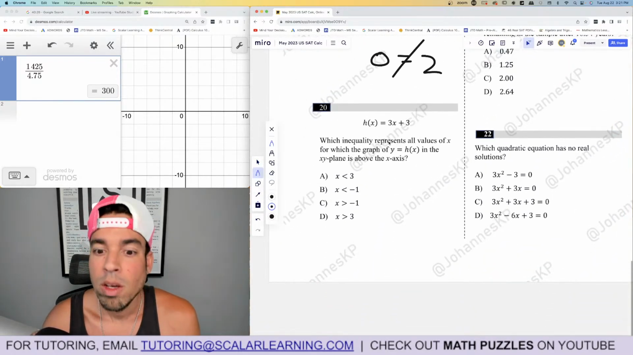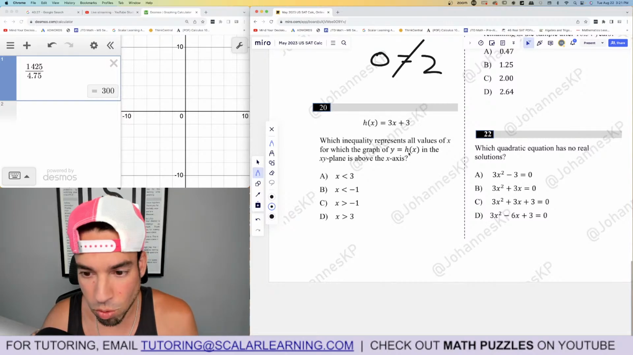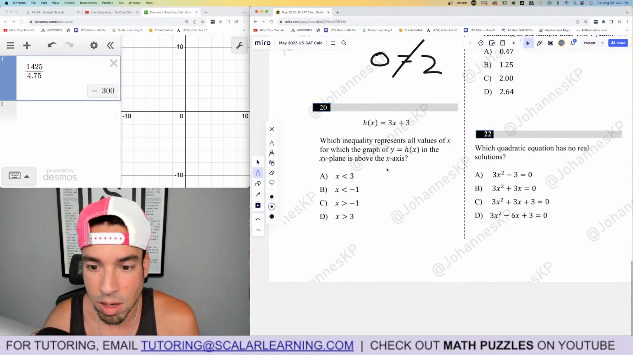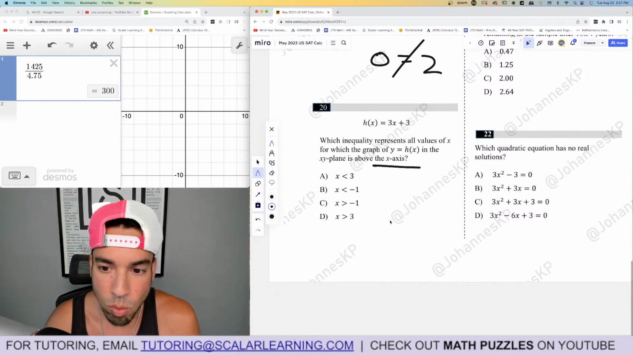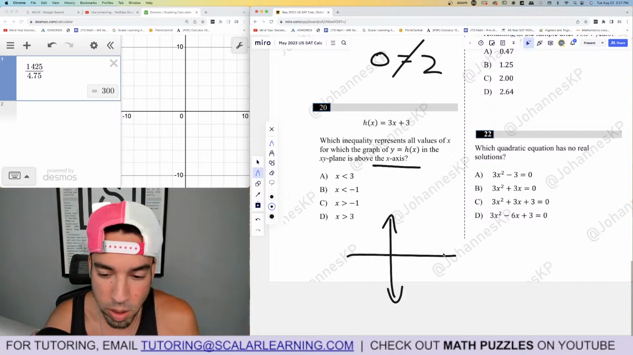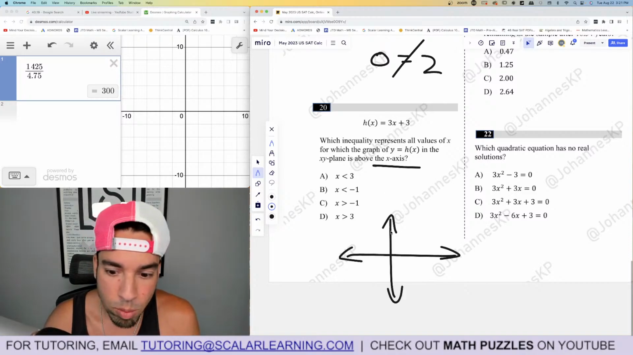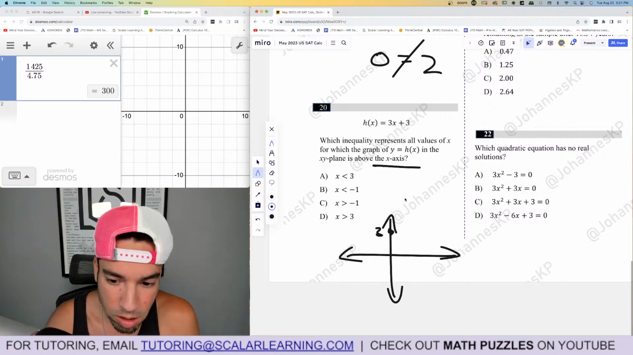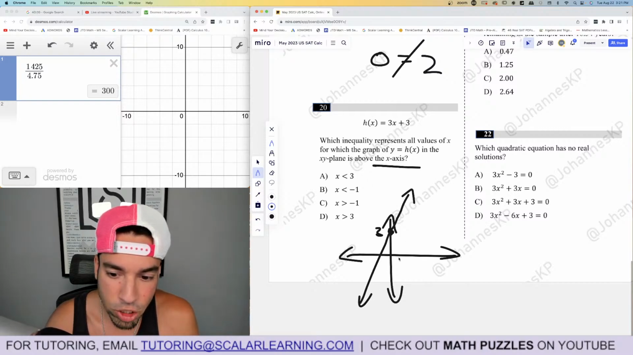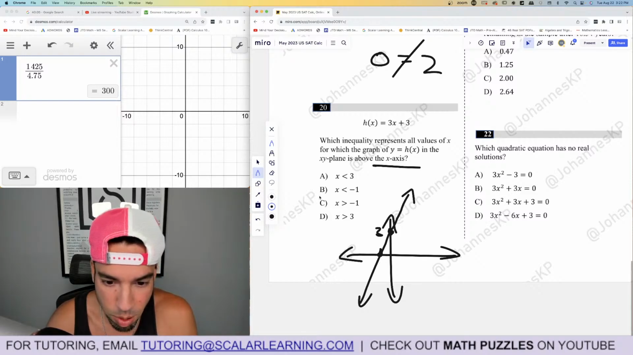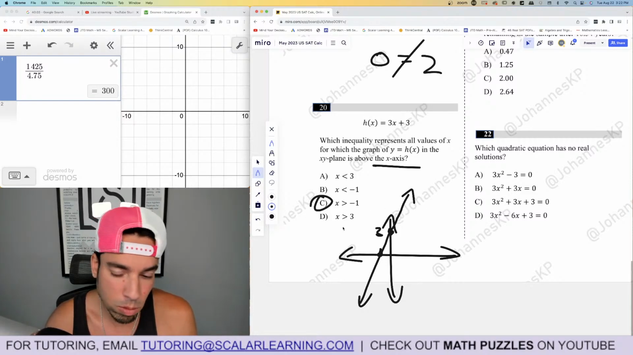Number 20. Which inequality represents all values of x for which the graph y equals h of x in the xy plane is above the x-axis? Well, let's see when it hits the x-axis. First of all, we got a y-intercept of 3. I don't even need to graph this, and then we got a slope of 3. And so we just got to figure out what this point is when it hits the x-axis. Obviously, it's a negative value. It's probably C, but we'll just circle it just for fun.